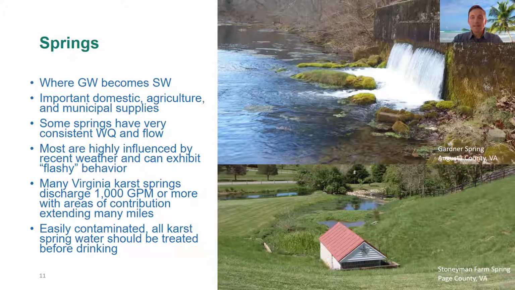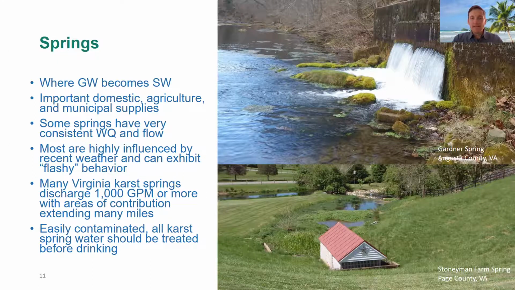And springs are discrete locations where that water emerges, and they can be pretty large in the karst terrain. That's one of the defining features. Since they are large supplies, it's not uncommon to have several hundred gallons to 1,000 gallons per minute coming out of a spring. They've historically been very important for domestic, agricultural, and municipal water supplies.